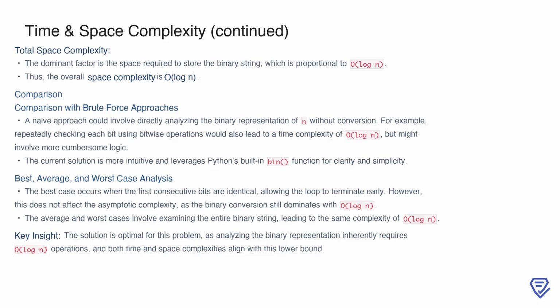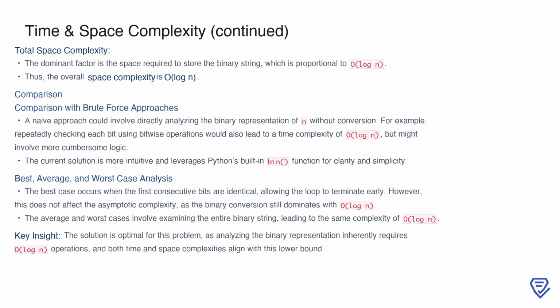Comparing this approach to a brute force method, a naive solution could involve directly analyzing each bit of n using bitwise operations. While this would still result in a time complexity of log n, because the number of bits is proportional to log n, such an approach might involve more complex and less intuitive logic. In contrast, the current solution leverages Python's built-in bin function, making it both clear and efficient.